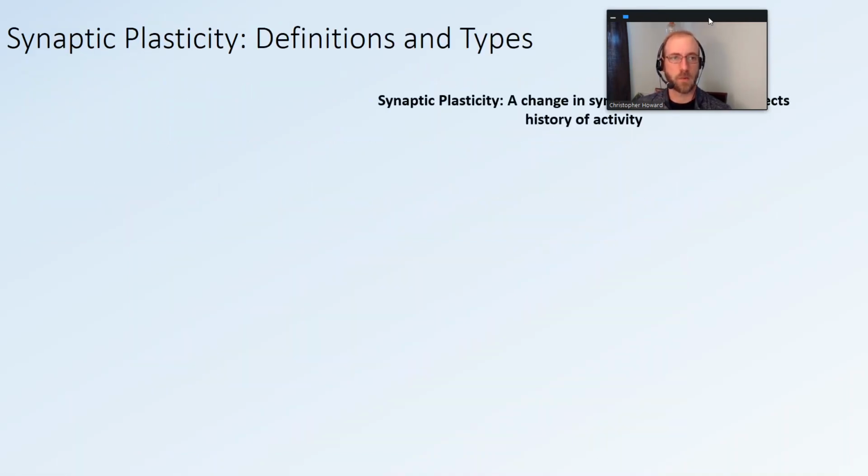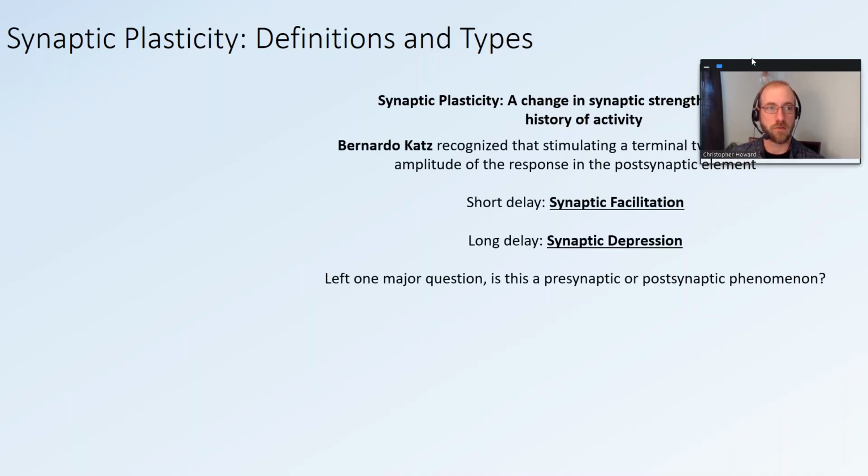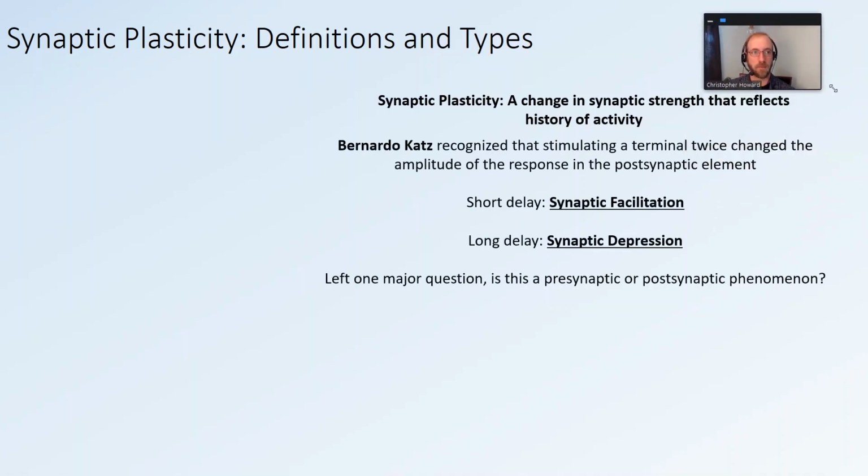Okay, so we can't start a lecture on synaptic plasticity without first defining the term. Synaptic plasticity, very simply put, is a change in synaptic strength that is reflecting some history of activity in that connection. This was very early on characterized by Bernardo Katz. This is the person that the second Journal Club paper was focused on.